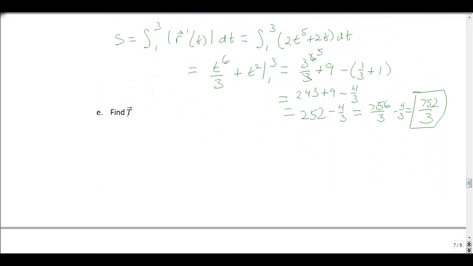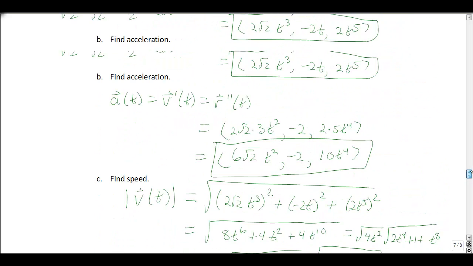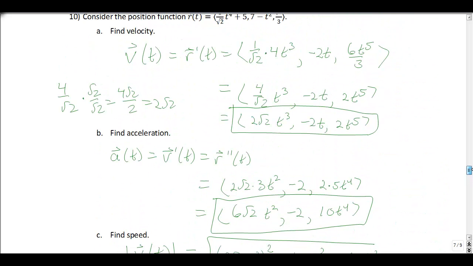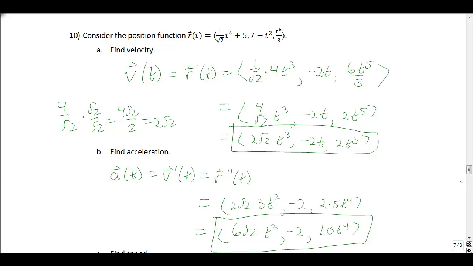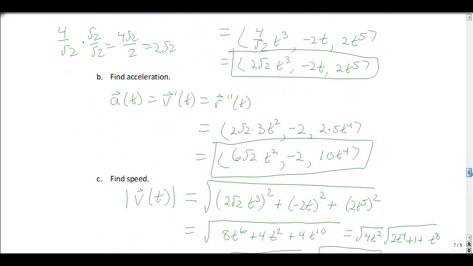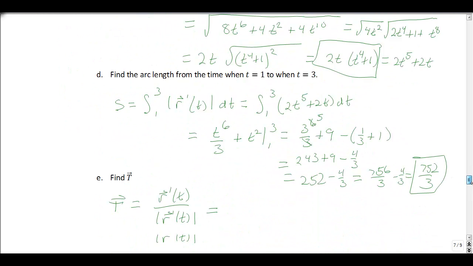Okay, now we want to find T. This is our unit tangent vector. What this is, T, is in the direction of r prime, but it's a unit vector. So we divide by the magnitude of r prime of t. And so what we get, we had r prime up here, that was our velocity. But we're going to divide by the magnitude of r prime of t, which is the speed. So we get 2 square roots of 2.